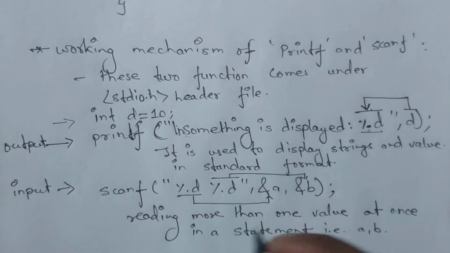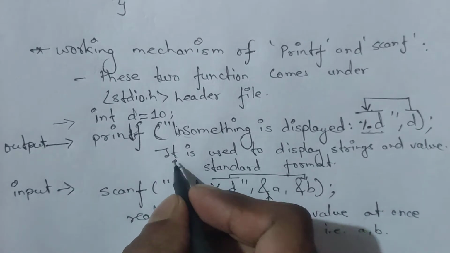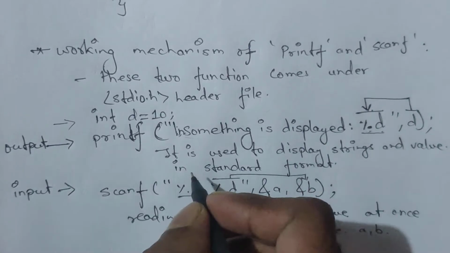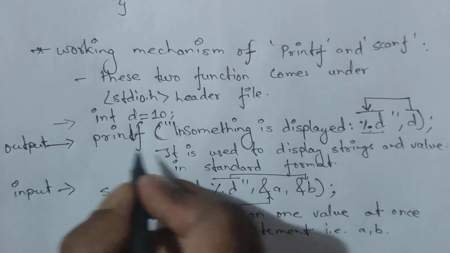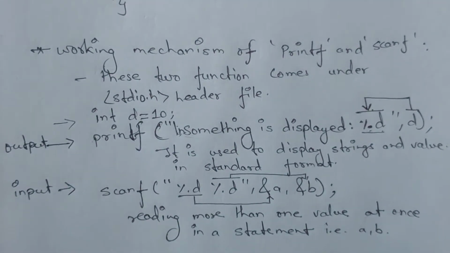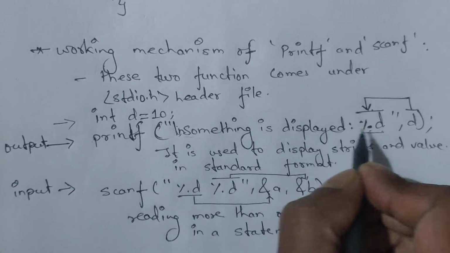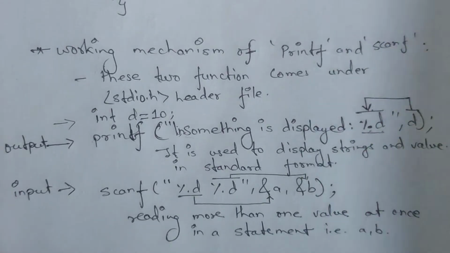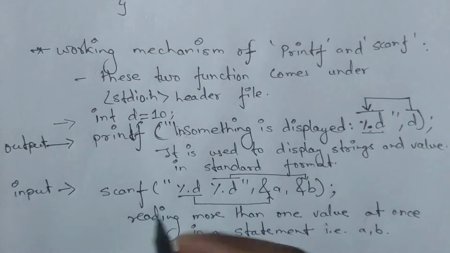Let's see another thing: printf is used to display strings and values in the standard format. Yes, so printf is of course output and it is used to display strings and values in standard formats. You can see it is displayed in a unique format. So let's see how input works. What is the working mechanism of input?